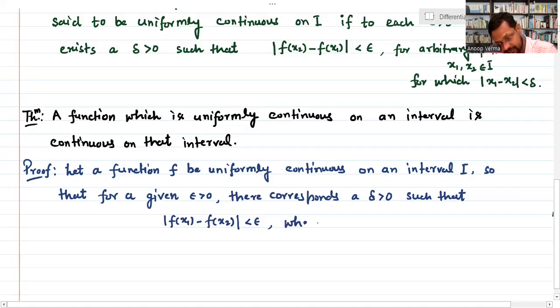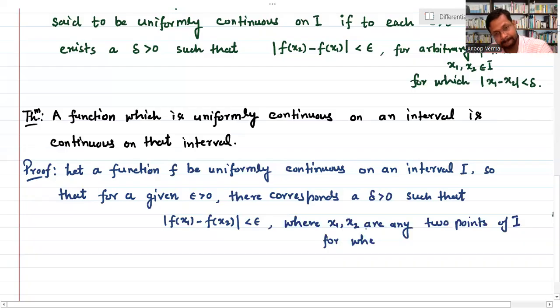where we can have x1 and x2 as any points of R for which we have mod of x1 minus x2 is less than delta. This condition for the uniform continuity we have.